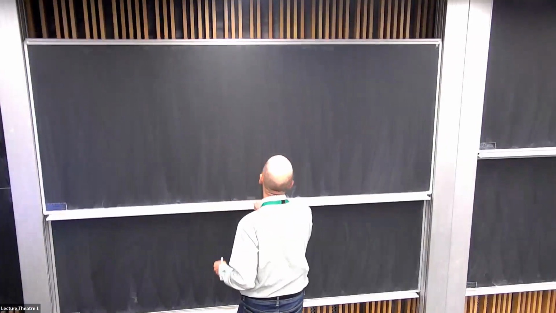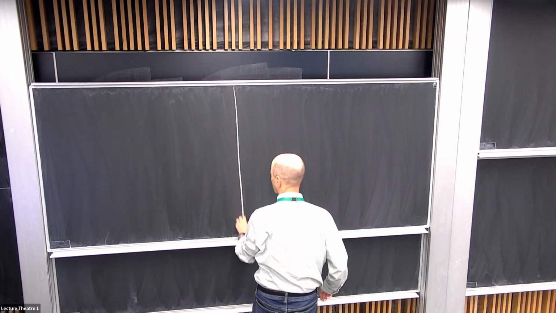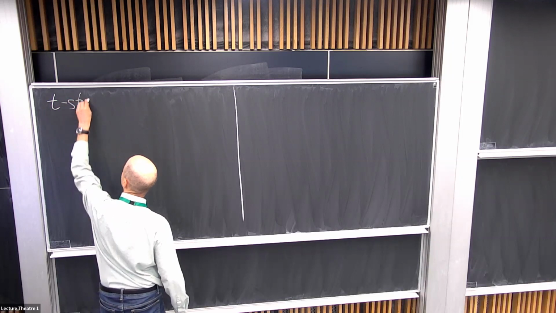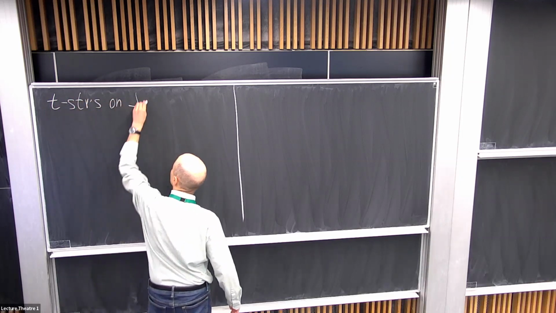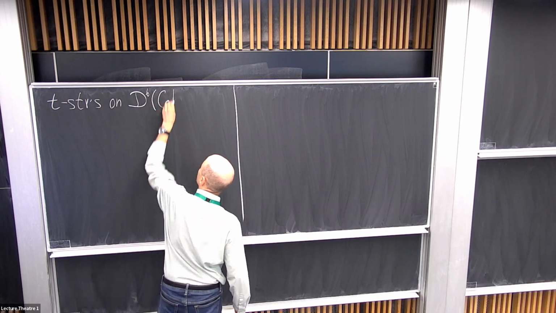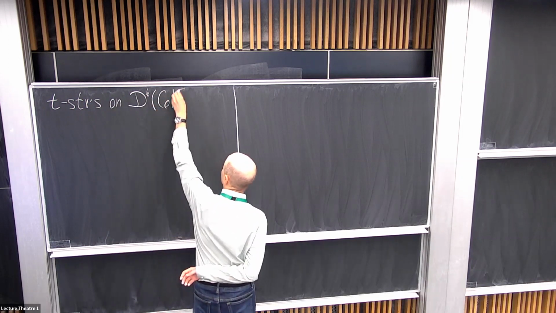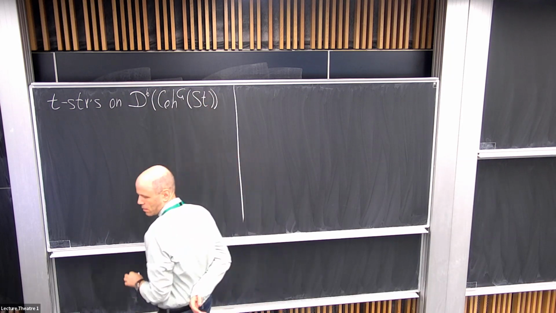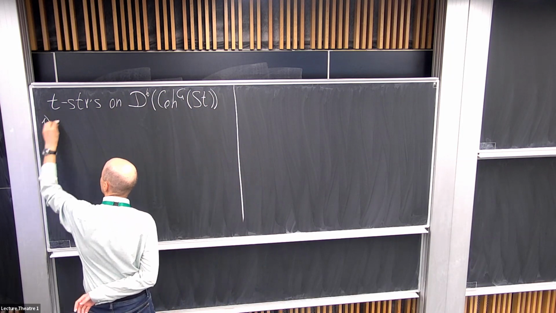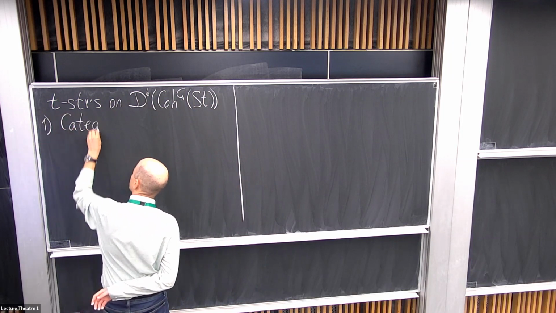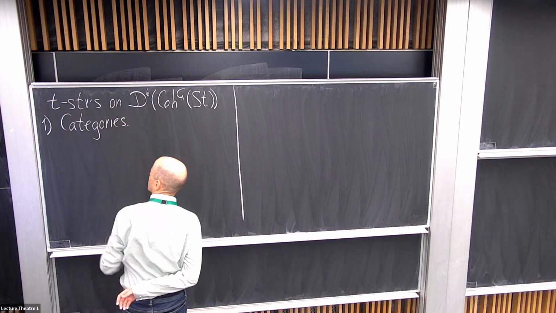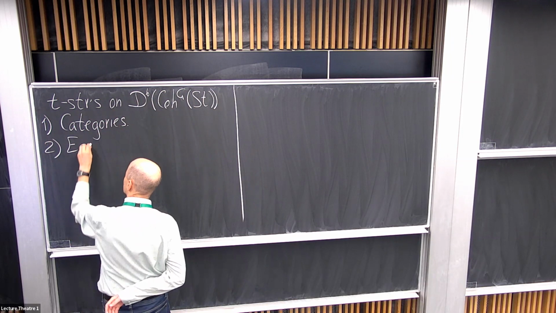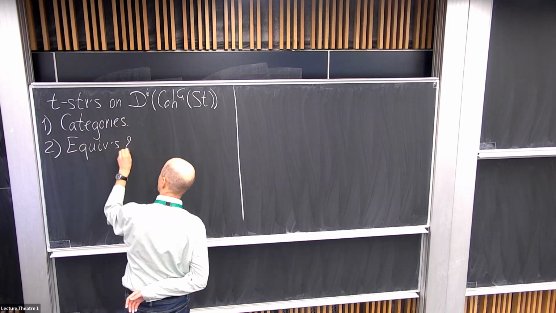So I'm going to tell you something about t-structures on the derived category of G-equivariant coherent sheaves on the Steinberg variety. In the two parts of this talk, I'm going to introduce the categories I will care about, and I will talk about the equivalences and t-structures.